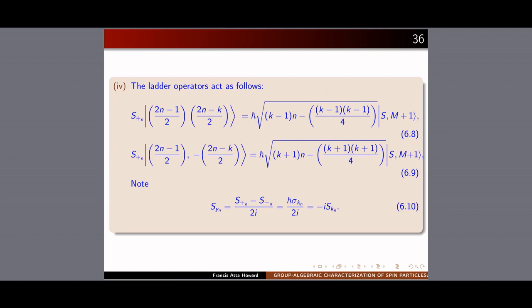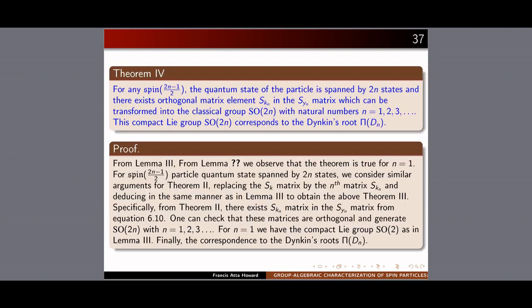Now, from this, I have the following theorem: for any spin (2n minus 1) over 2, the quantum state of the particle is spanned by 2n states, and there exists an orthogonal matrix element F_k in the S_y matrix, which I showed you just recently, which can be transformed into the classical group SO(2n), with natural numbers n equals 1, 2 to infinity. This compact Lie group SO(2n) corresponds to the Dynkin root system that I proved in the theorem above and in proposition one. In theorem one and in proposition one. The proof of this is straightforward.